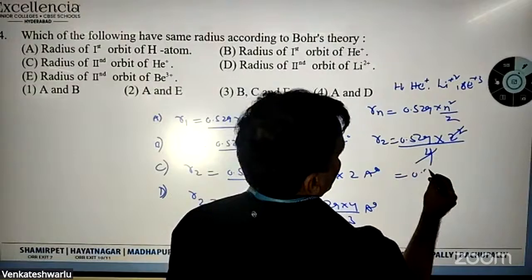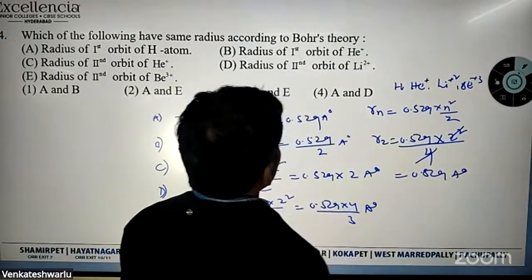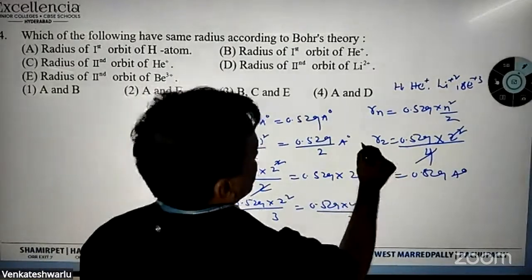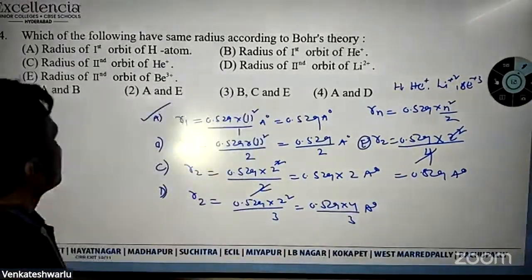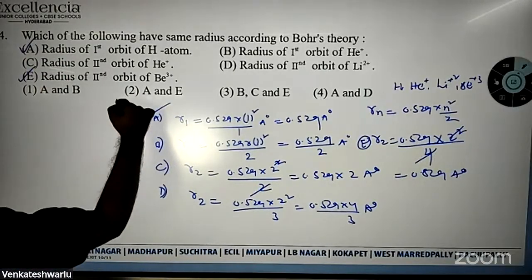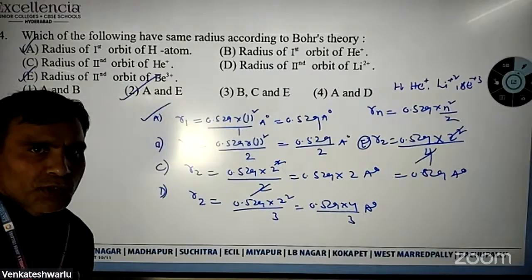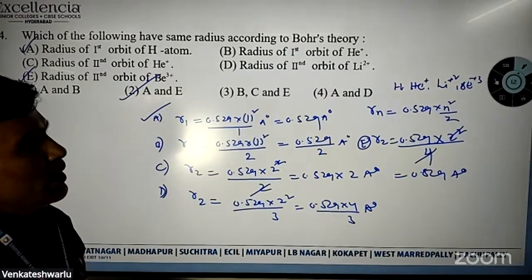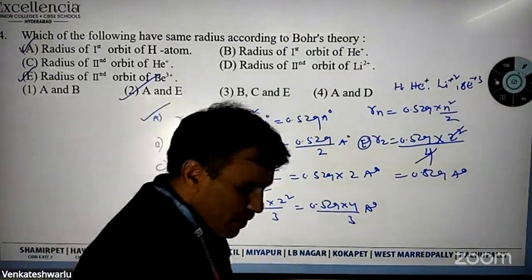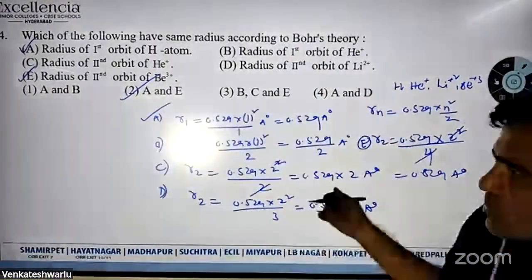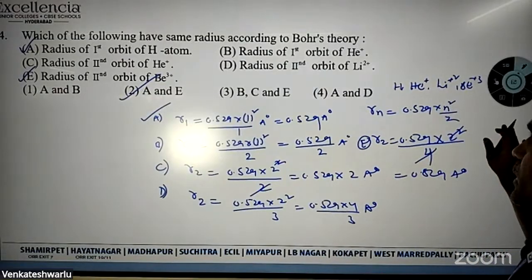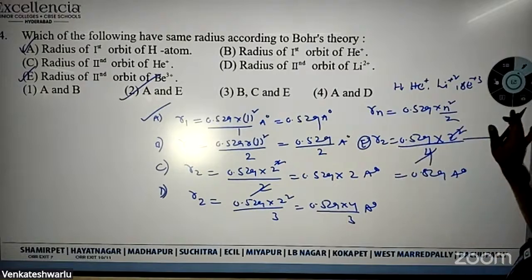So we can understand here that option A and option E have the same radius. So the right answer is 2. I hope you understood. Last time in session 1, in few question papers, this type of question was asked. Yes, it's formula based only. So right now let us move to the next question.